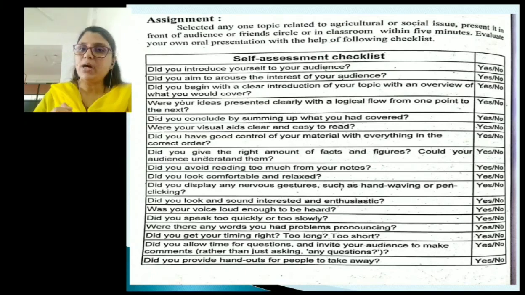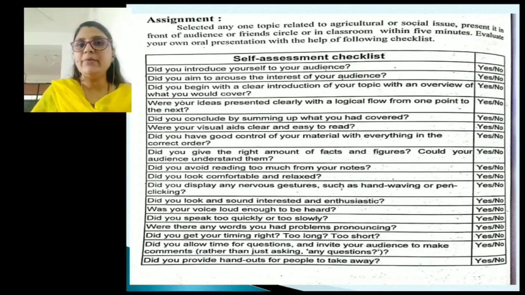I will upload a video related to this presentation, on what kind of presentation should be there. I hope you understand this topic, and if you have any query or problem, you can ask in the Google Classroom. Now we are going to discuss the next point, that is the assignment.